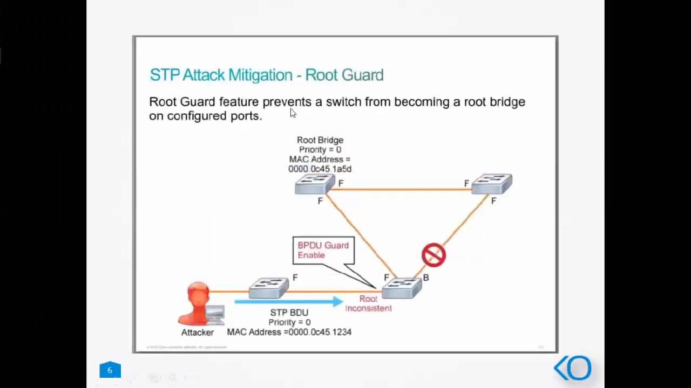Next one is root guard. The root guard feature prevents a switch from becoming a root bridge on configured ports. Maybe you come with a switch that has the lowest priority and you try to connect this switch over here. Right now, the switch is your root bridge. Whenever we find a new switch with the lowest priority or lowest bridge ID, it will become the root bridge. But whenever we enable root guard, it will prevent a switch from becoming a root bridge.